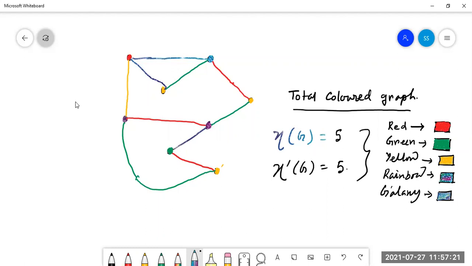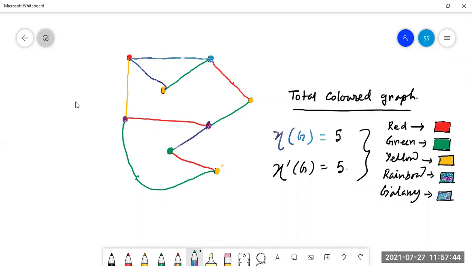Where? Actually, here the top edge is galaxy and there one is rainbow, another is galaxy. Actually, they look like the same, na? So we can take, instead of galaxy or instead of rainbow, black.